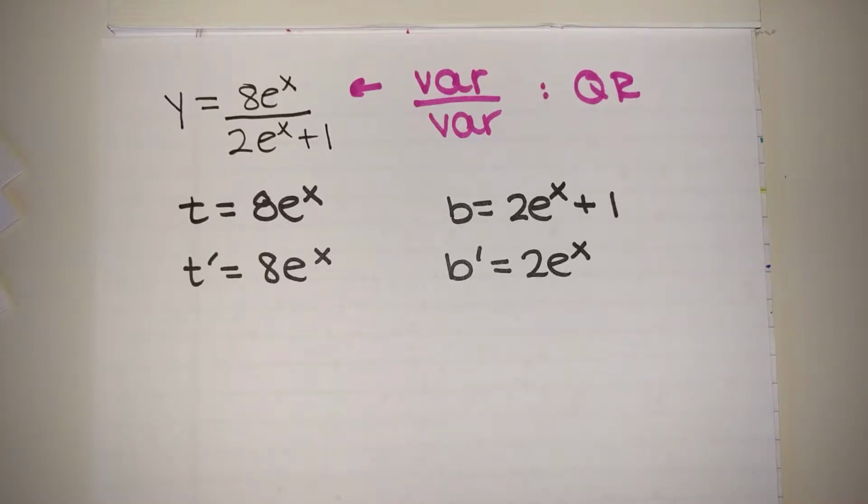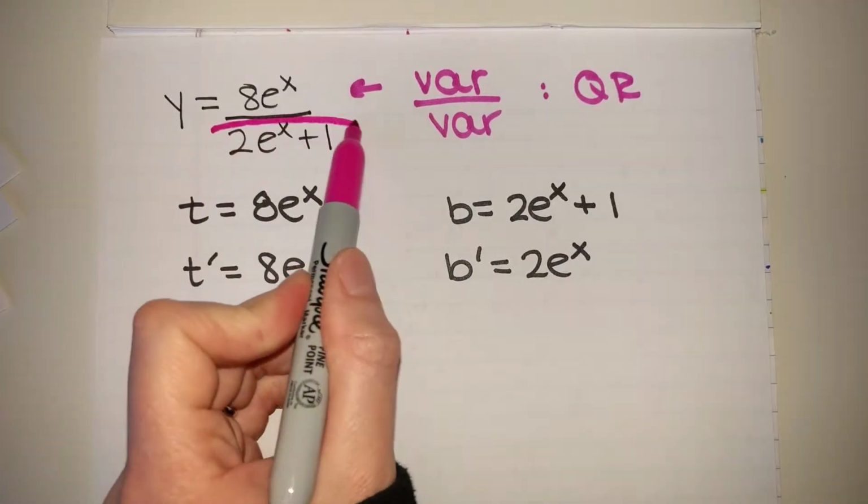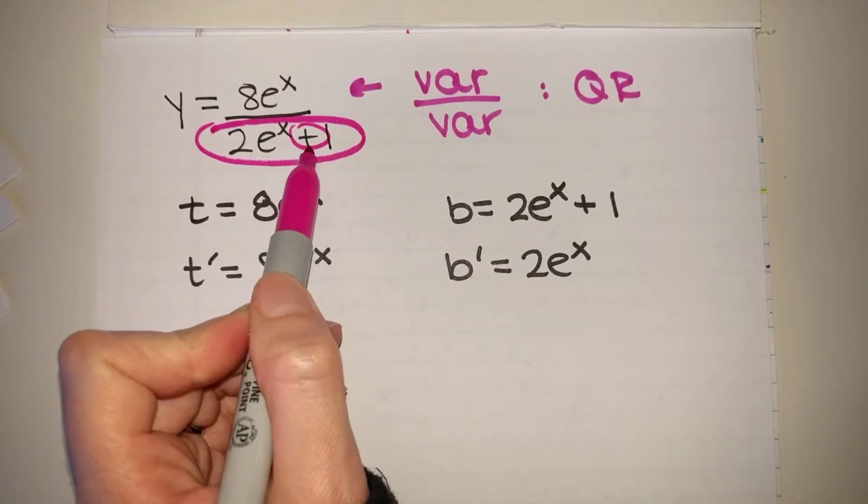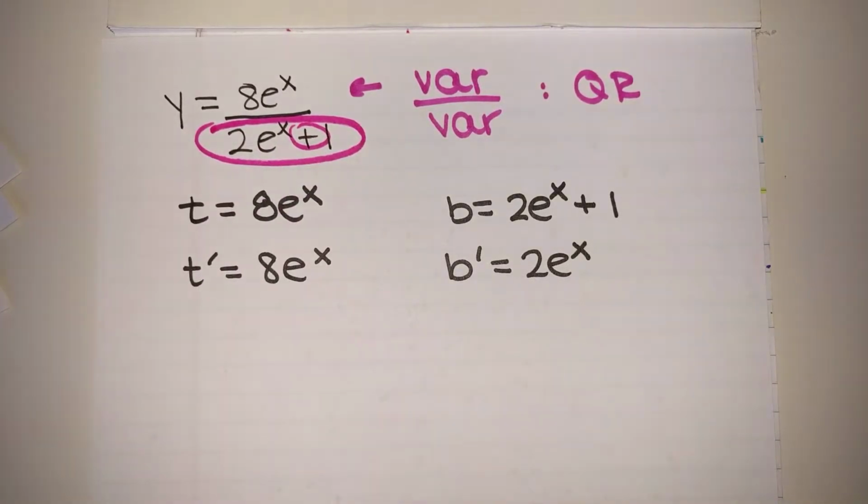Right, so here we have 8e to the x, variable in the numerator, over another variable in the denominator. It's important to note, usually we try to split up the fraction into several little fractions, but here we cannot do that because there are two terms separated by that plus sign in the denominator. So the only thing to do is to go through the quotient rule.